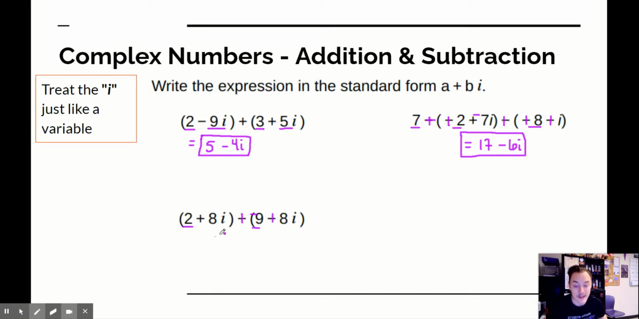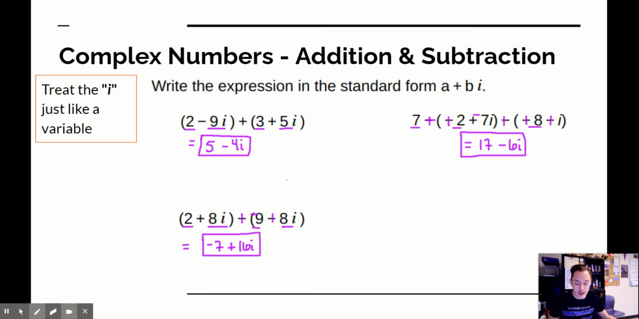So that together gives me negative 7. And then 8 and 8 give me plus 16i when I add them. Negative 7 plus 16i, and that is my final answer. Not too shabby, right? Not too difficult. And that's hopefully what it should be. So that's adding and subtracting.